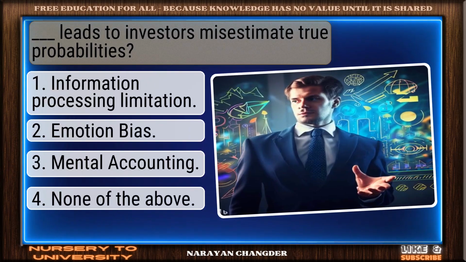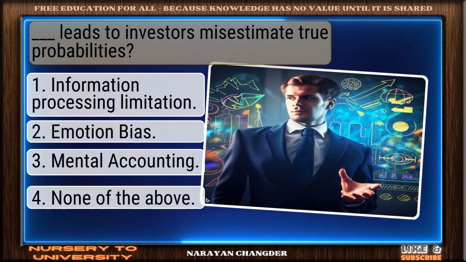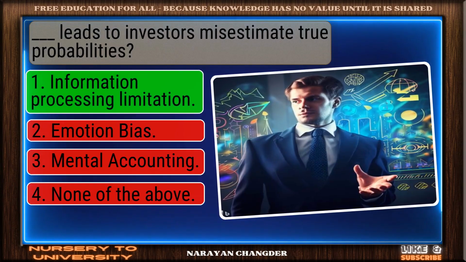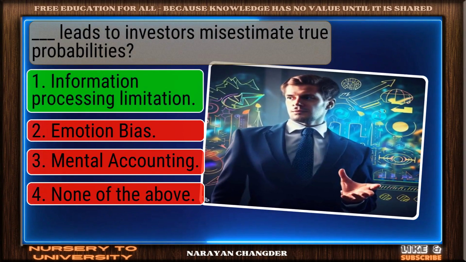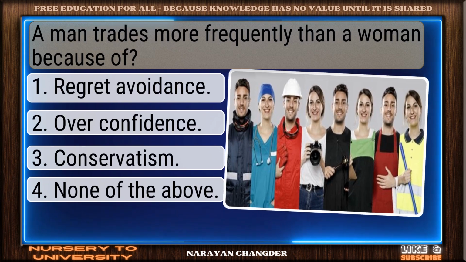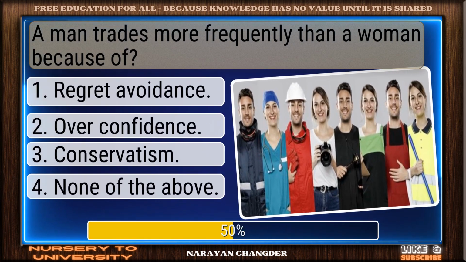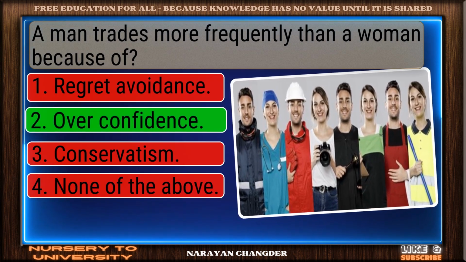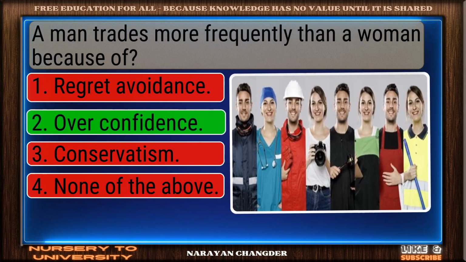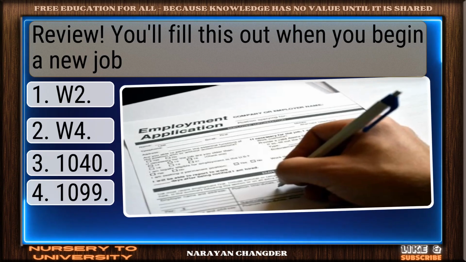Dash leads to investors misestimate true probabilities. Good thinking. Information processing limitation is the right answer. A man trades more frequently than a woman because of. Correct response. Overconfidence is the most accurate answer.